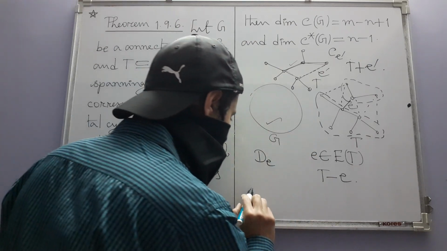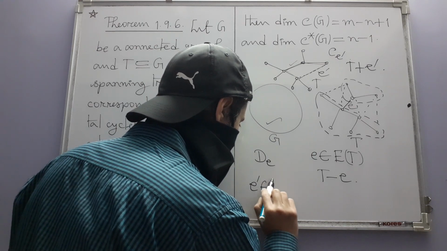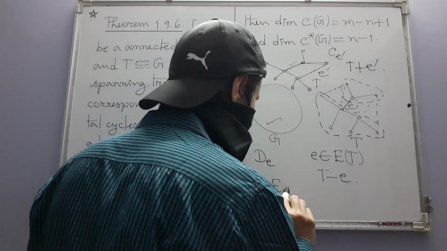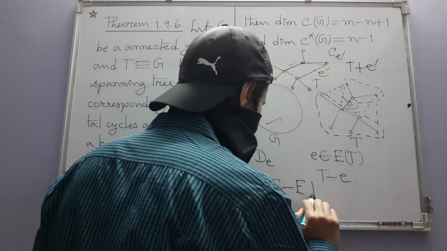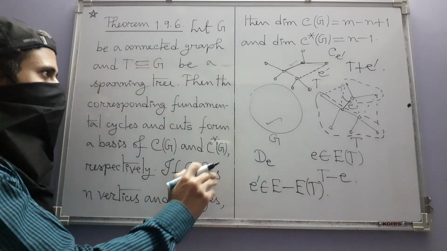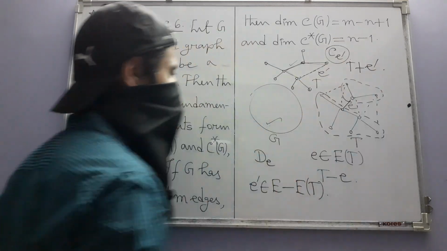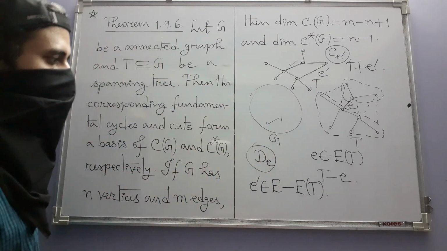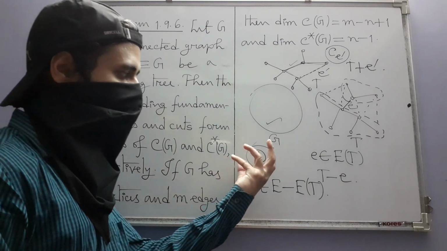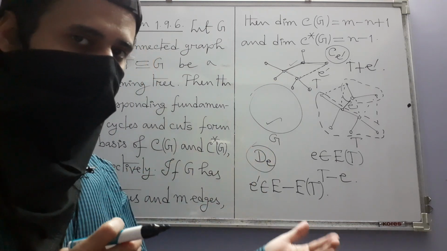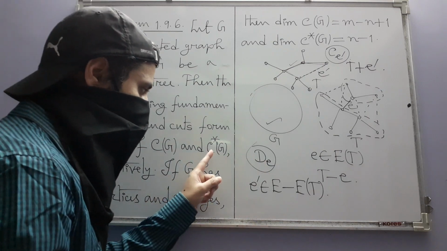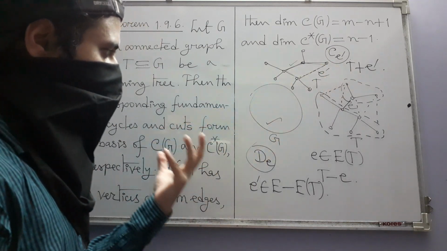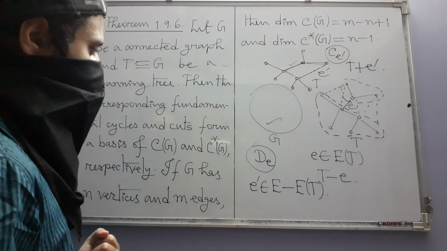That means for this kind of edges, which are edges in the actual edge set of the graph, but which are not edges in T. And such cycles are called the fundamental cycles. These are the fundamental cuts, and these are the fundamental cycles. So the claim here is that the fundamental cuts, if you consider their set, that set becomes a basis for the cut space of G. Like that, the set of all fundamental cycles is a basis for the cycle space of G.